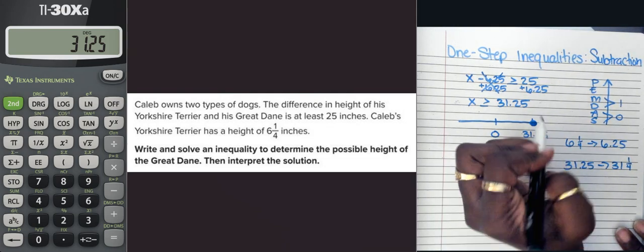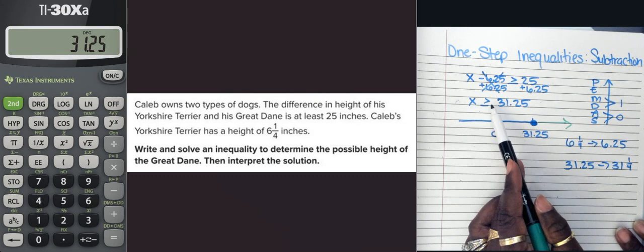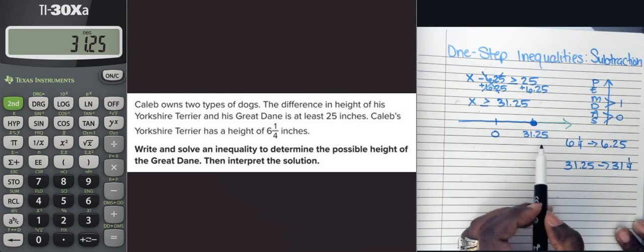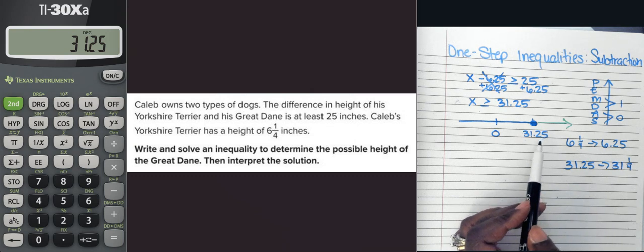And so all the solutions that make this a true statement need to be to the right, because it has to be greater than 31.25 or equal to. So all the answers that make this a true statement are going to be any numbers that are to the right of 31.25.